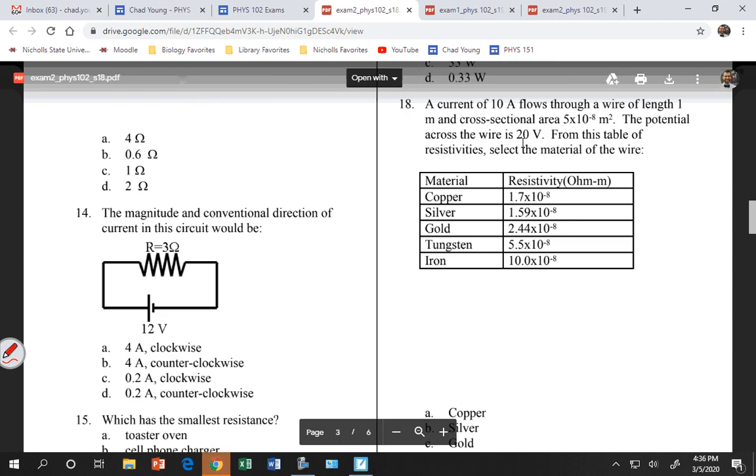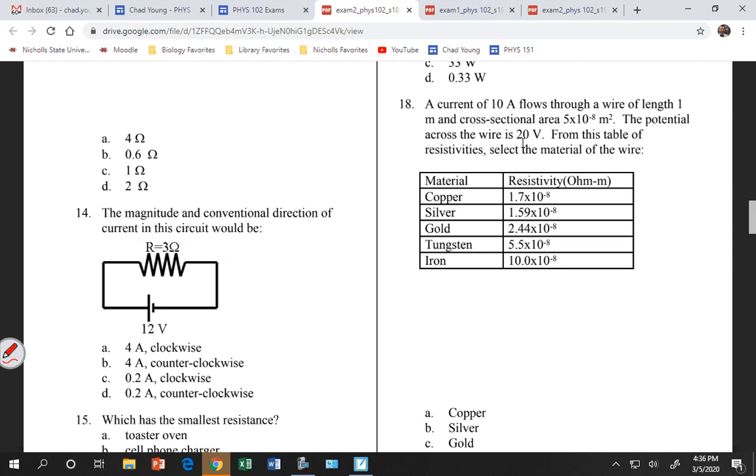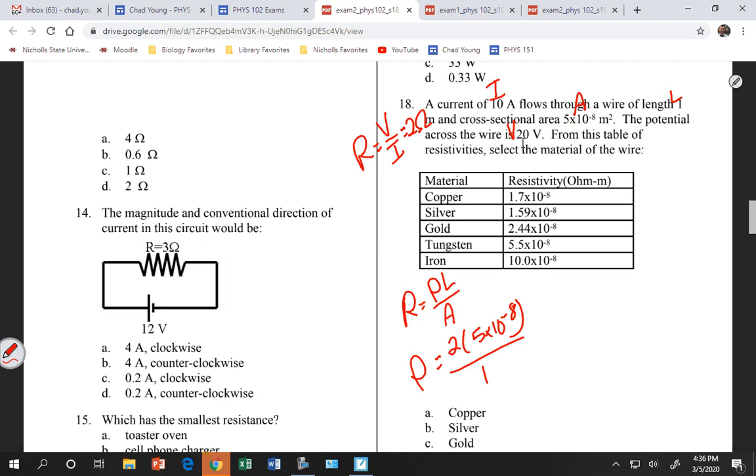You probably see one like number 18, where you're calculating the resistivity. Remember that R is equal to rho L over A, and here you're just solving for rho. Here is I, this is A, this is V. You can calculate R, which is V over I. That's equal to 2 ohms. And then the length was 1. And so you can solve that for rho, which is going to be 2 times A, 5 times 10 to the minus 8, over L, which is 1. And so it's going to be 10 times 10 to the minus 8. Or iron is the material.